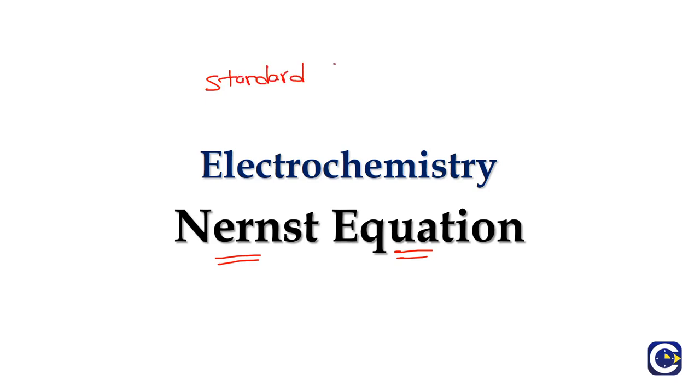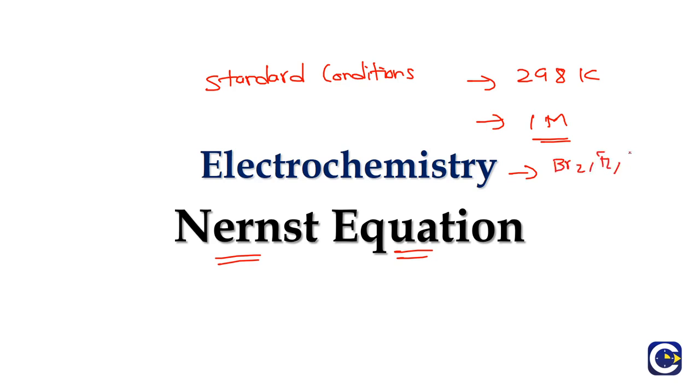conditions. So what do you mean by standard conditions? The conditions which we are defining as a temperature of 298 Kelvin, the concentration of ions, whatever ions are present in the solution or the electrode, to be 1 molar, and if we have gases in electrodes, especially for the non-metal electrodes, like the electrodes of bromine, fluorine, hydrogen, we'll consider the pressure of the gas to be 1 bar.